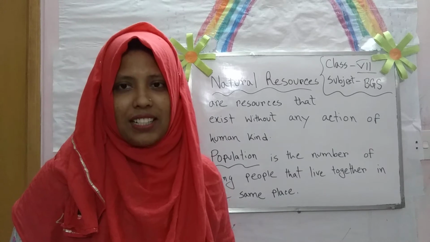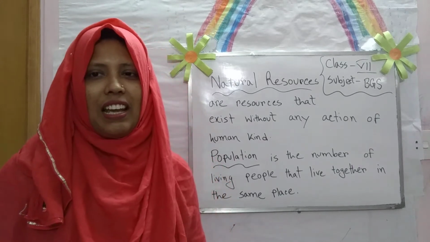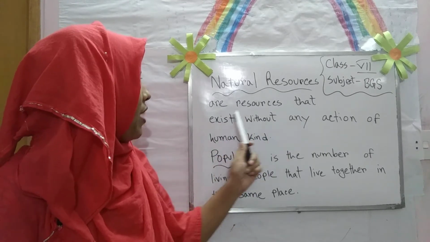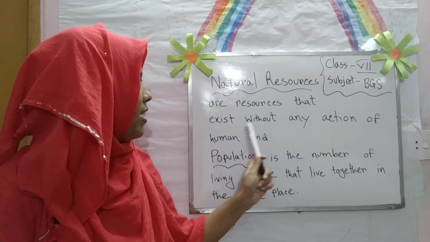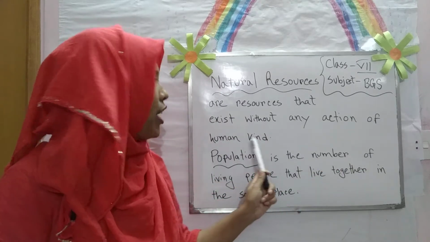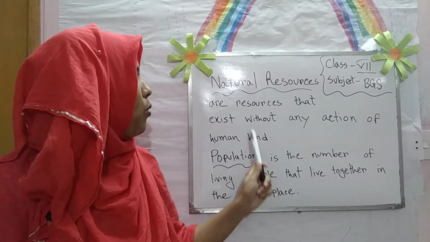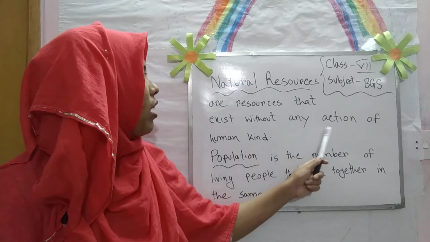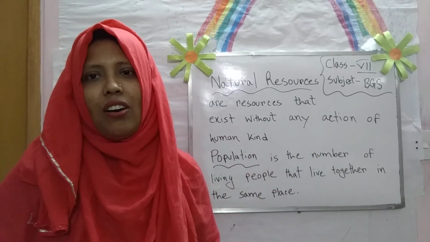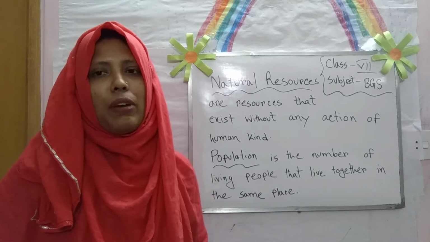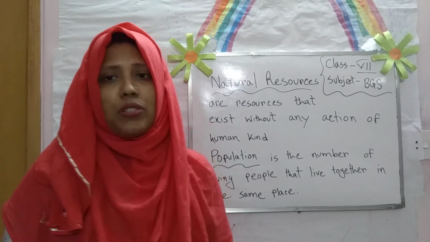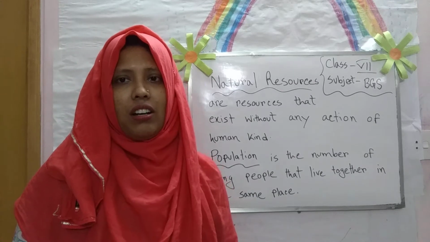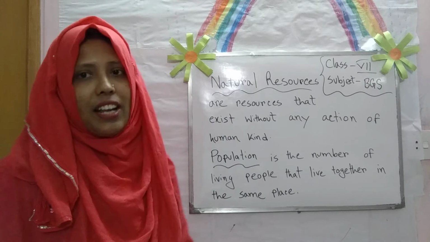Do you know what a natural resource is? Natural resources are resources that exist without any action of humankind. That means a resource that has no human involvement in its existence is called a natural resource. These types of resources are made by the creator. That is called a natural resource.